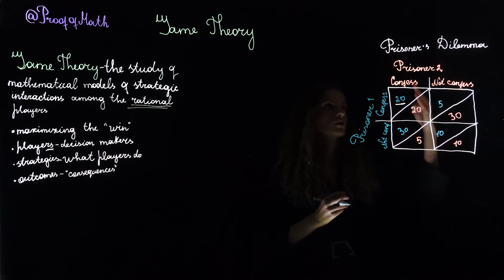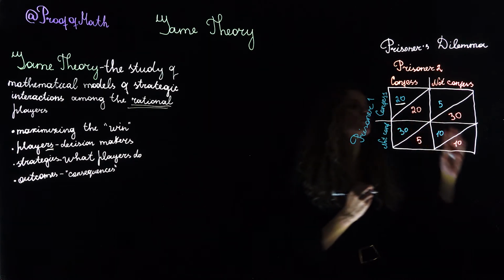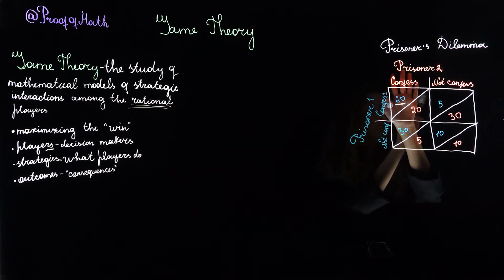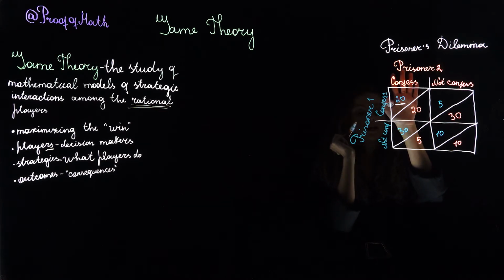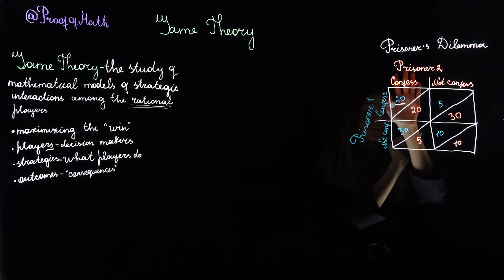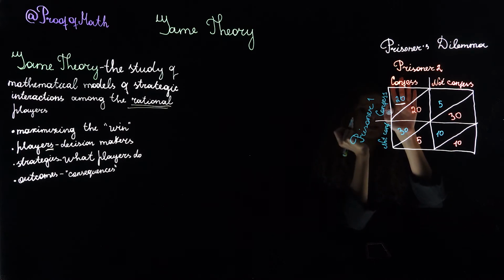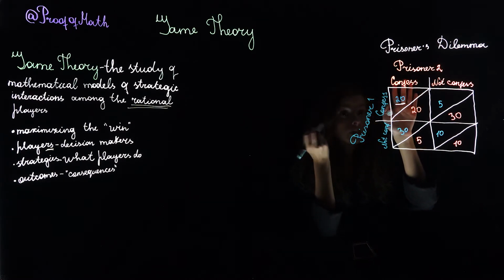Let's do the same if prisoner number 2 chooses not to confess. What should prisoner number 1 do? I'm going to cover the confess row. If prisoner number 2 chooses not to confess, prisoner number 1 has a choice. If he doesn't confess, he's going to spend 10 years in jail. If he confesses, he's going to spend only 5 years in jail. So what should prisoner number 1 do? Of course, he is going to confess, because this way he's going to spend less time in jail.